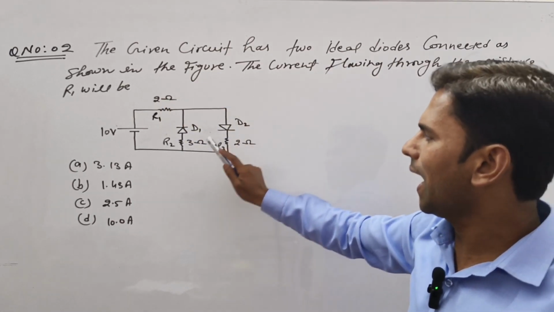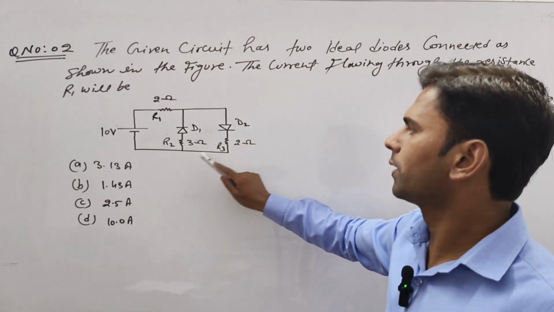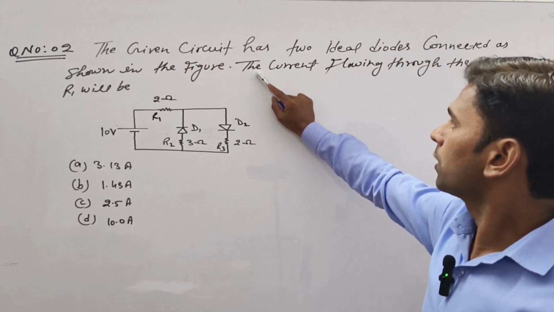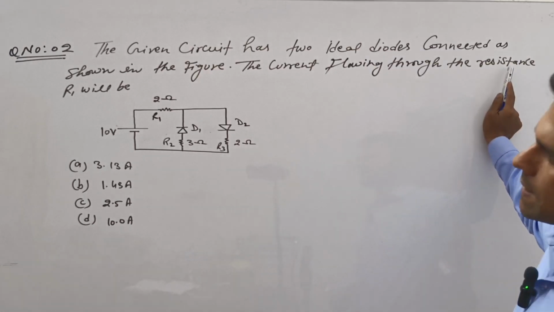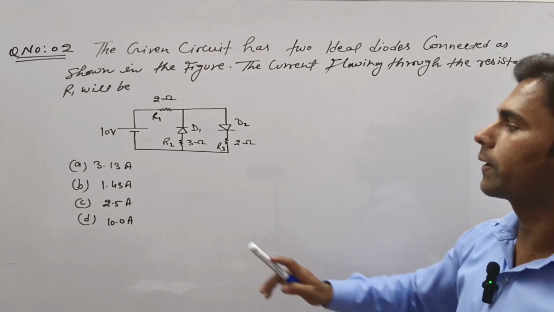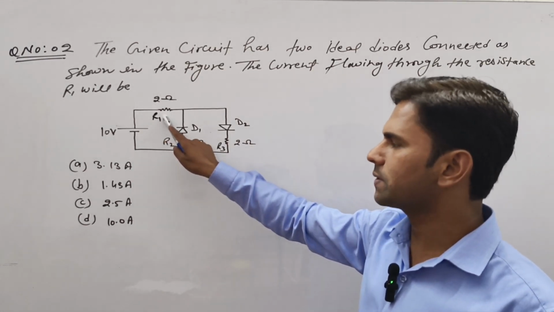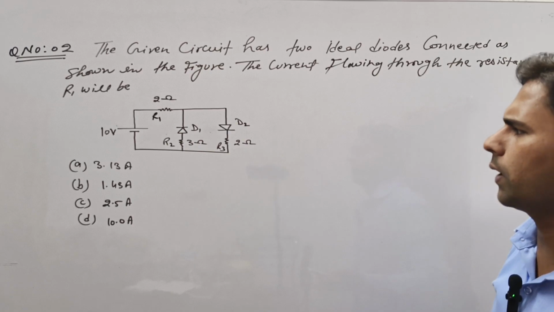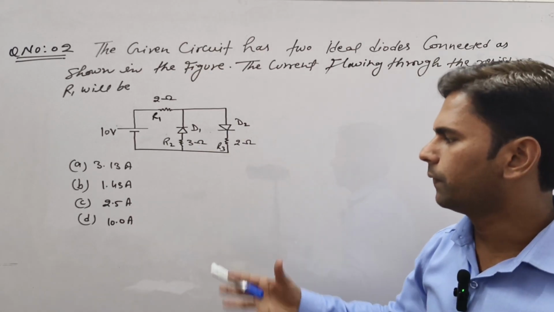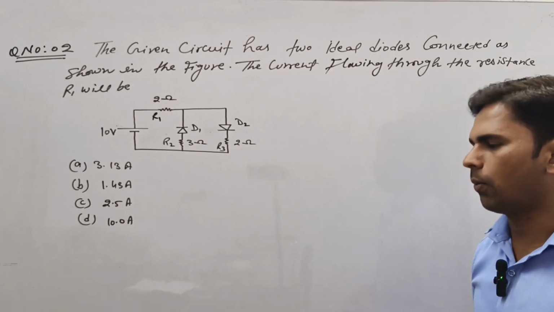What are they telling? They have two diodes, D1 and D2, connected like this configuration. Now the current flowing through the resistance R1 will be, what are they asking? What is the value of current that is flowing through this R1? So we need to find it. There are four options given; which option is correct, we will see after solving this problem.